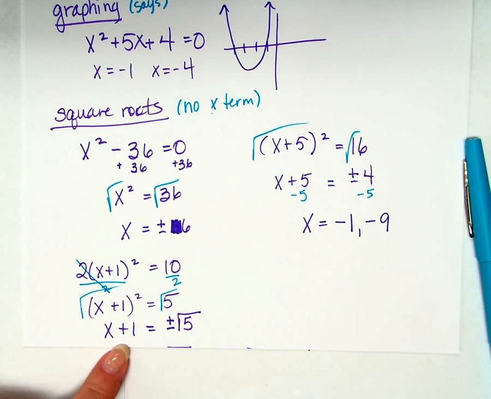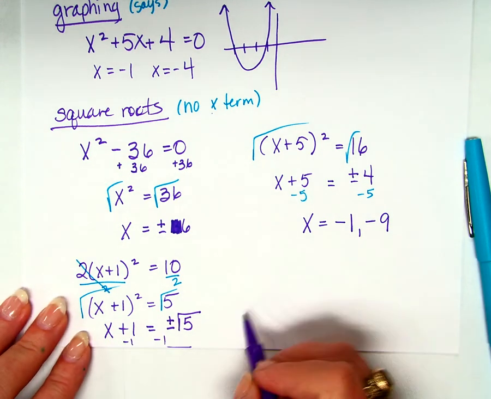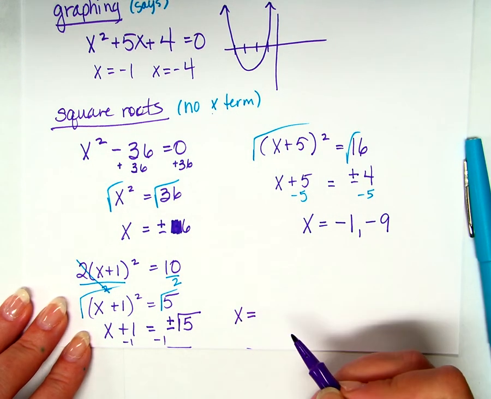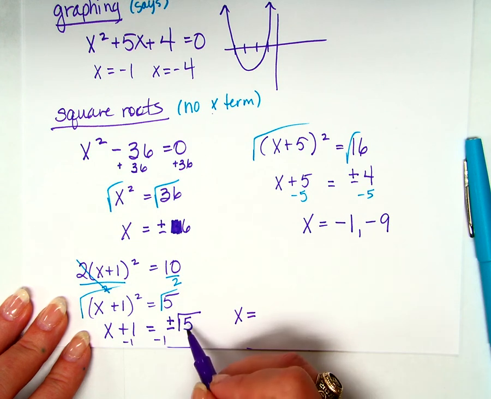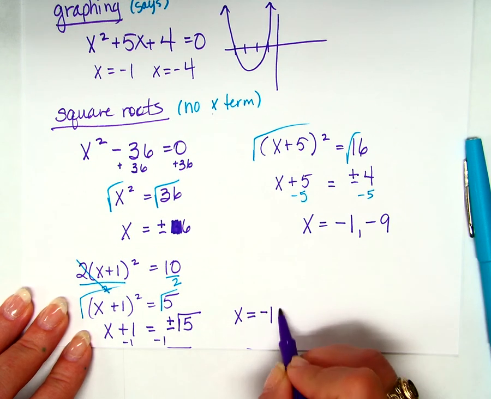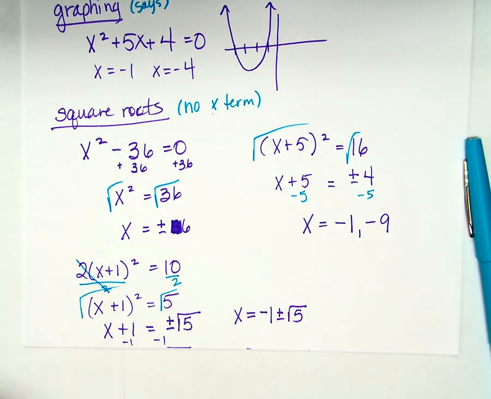How do I solve for x? If I subtract 1 from both sides, what do I get as my answer? Can I move this negative 1 inside of this root sign? No. This is like the protection of the 5, right? I just get negative 1 plus or minus the square root of 5. And that's it. That's all I want to do right now.